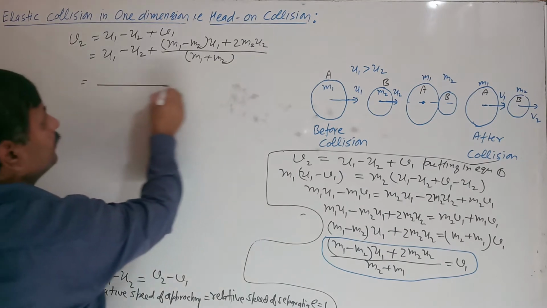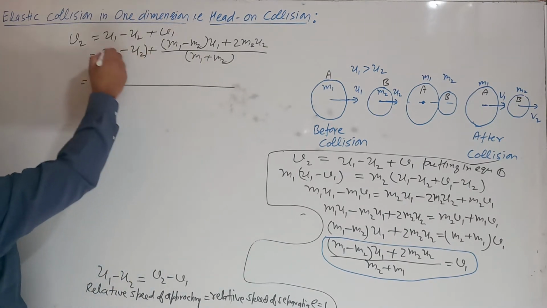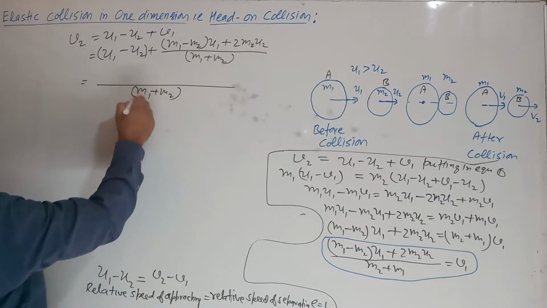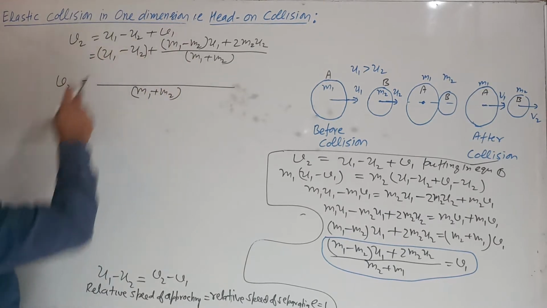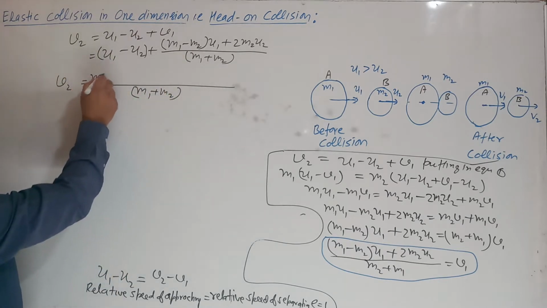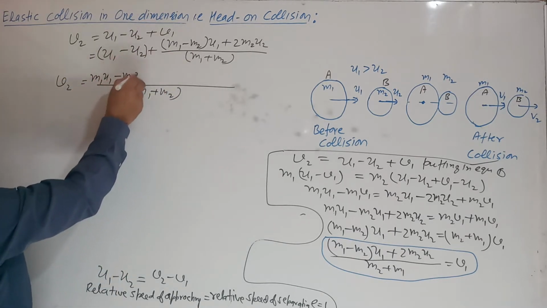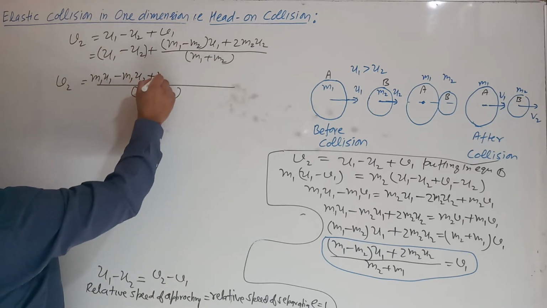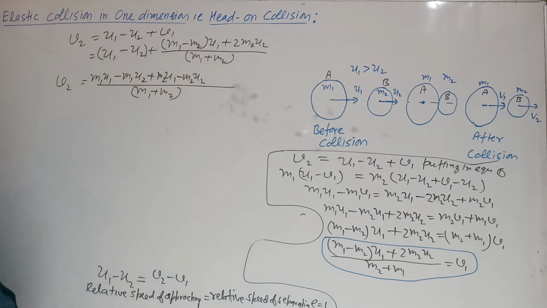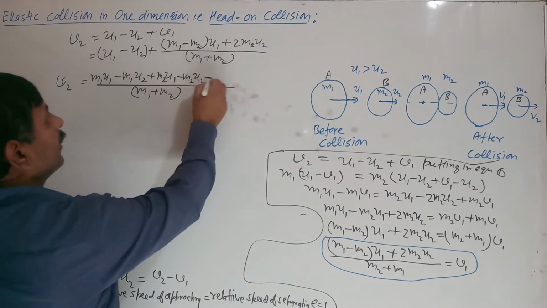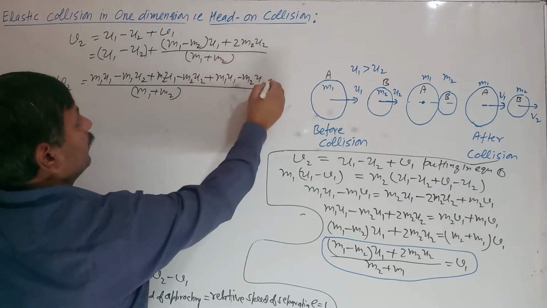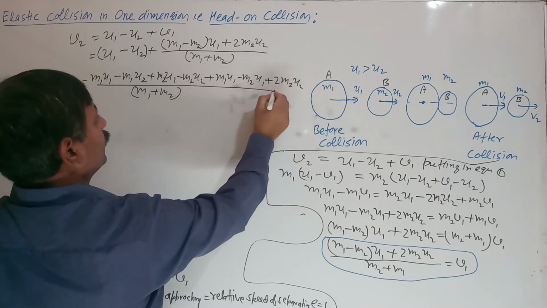See, I have taken LCM. So this will multiply here. Then we will take LCM here, so m1 plus m2. To multiply one by one. Firstly m1 we are multiplying to both. m1 will multiply to m1 u1 minus m1 u2. m2 will multiply m2 u1 minus m2 u2. And these we will write here: m1 u1 minus m2 u1 plus 2 m2 u2.